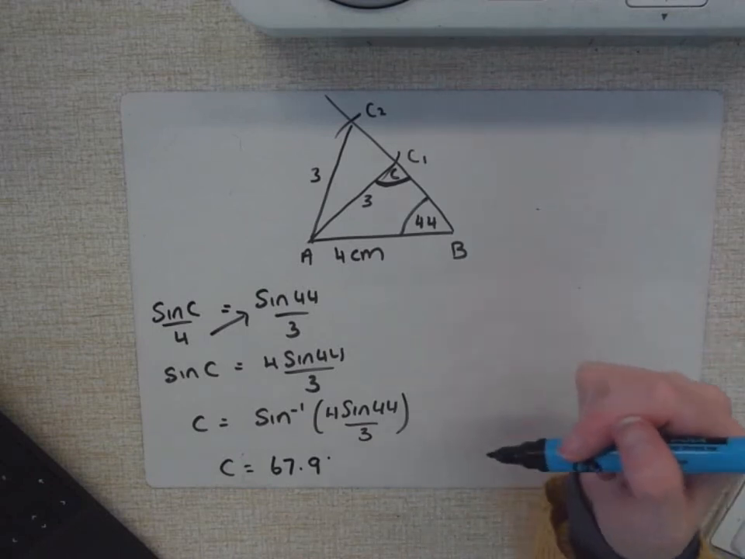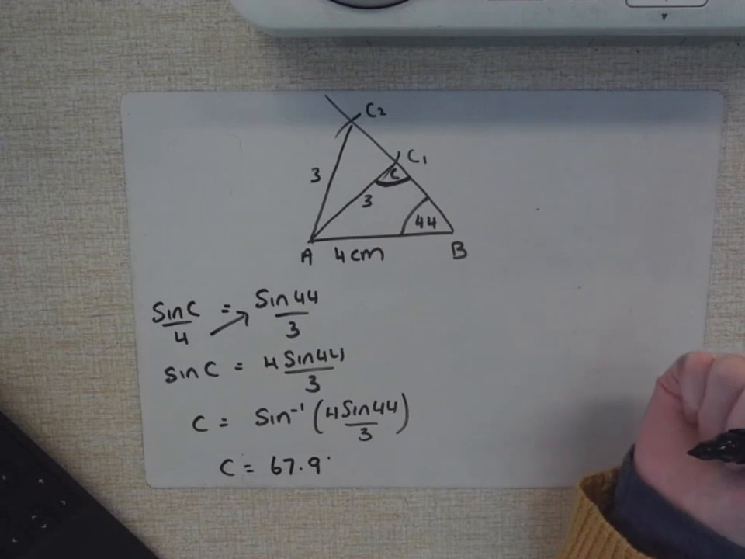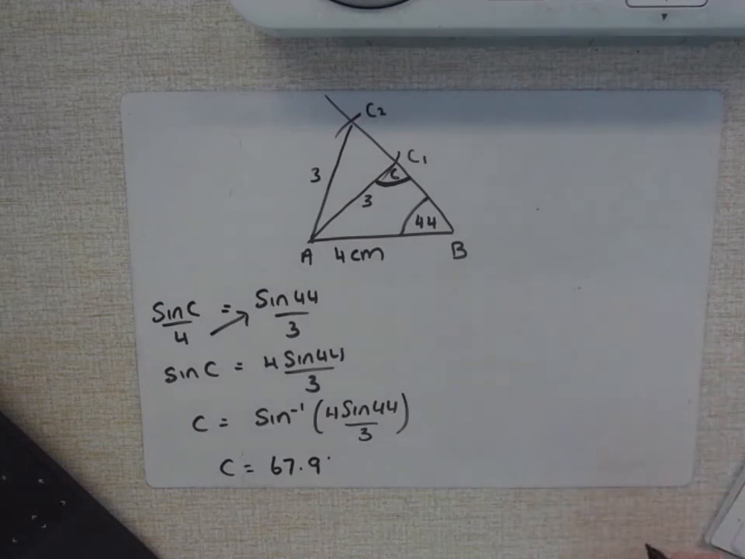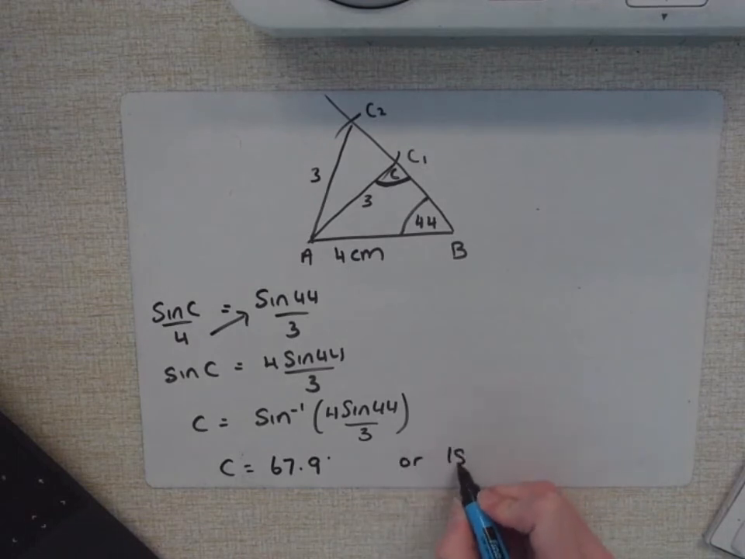That's one value for what C is. The other value is 180 minus that.